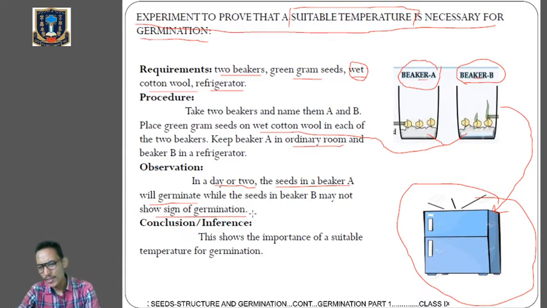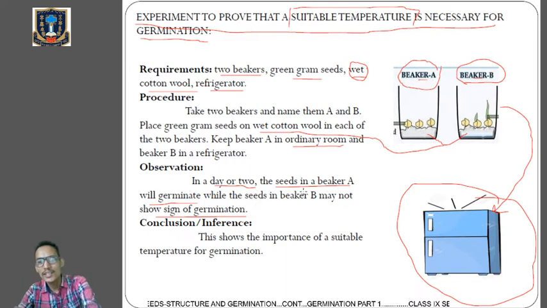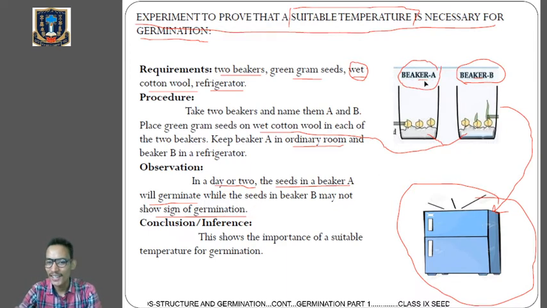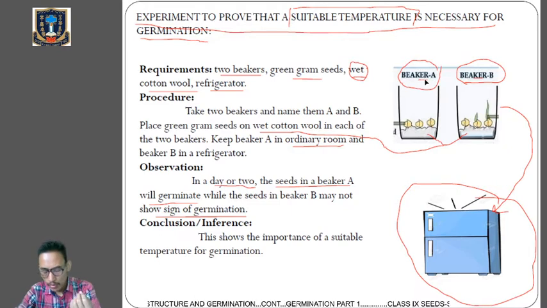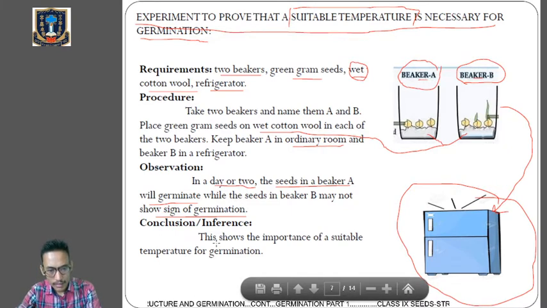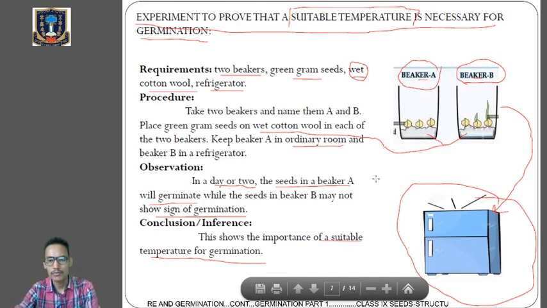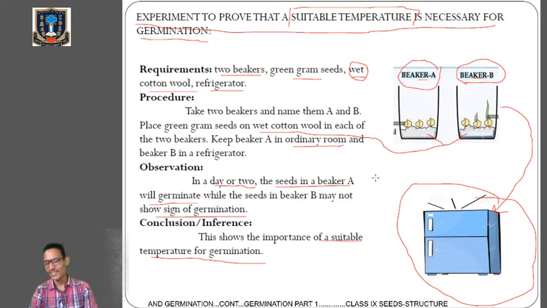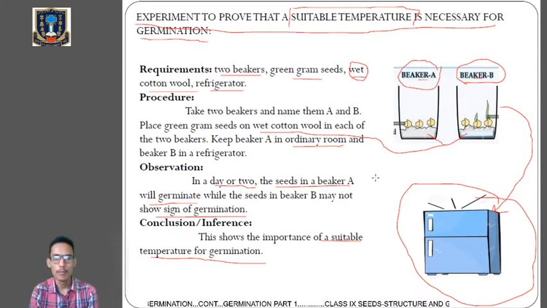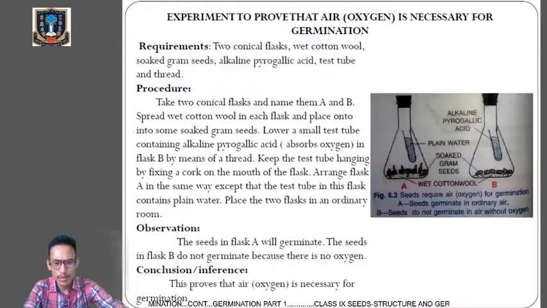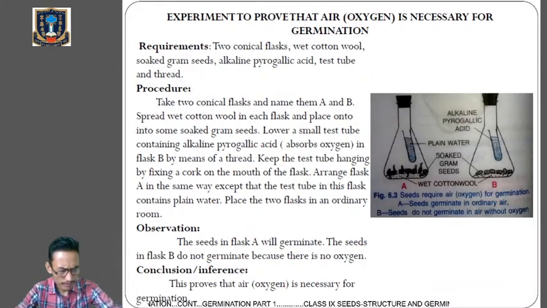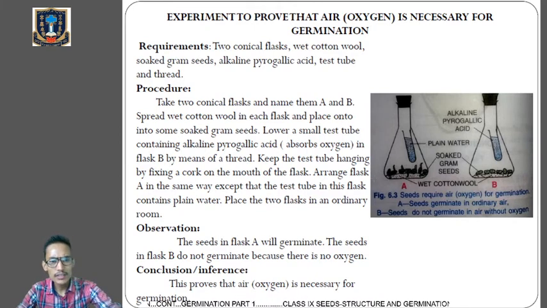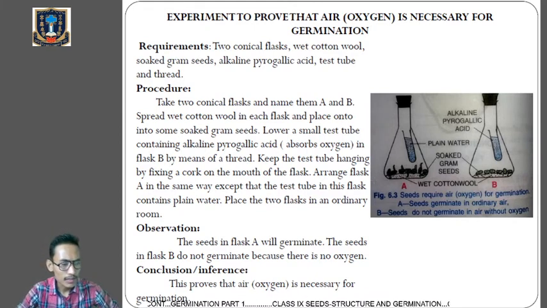Though it will germinate, it will take a longer time than the seeds in beaker A. Now what will be your conclusion or inference? That suitable temperature is essential for the process of germination. Clear? It's very easy. This one also you can copy. Now next, we'll see the experiment to prove that air or oxygen is essential for germination.